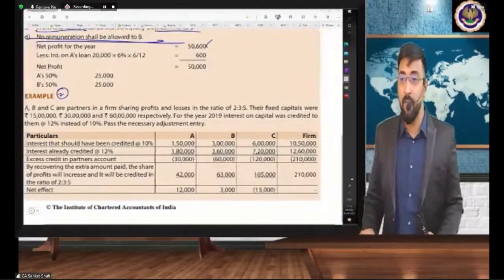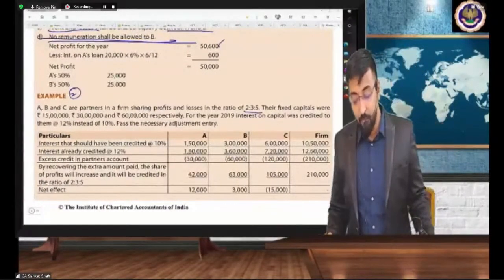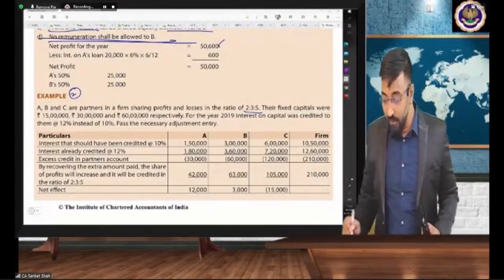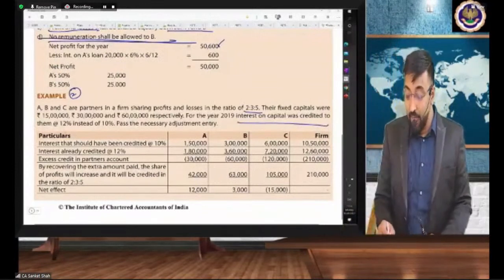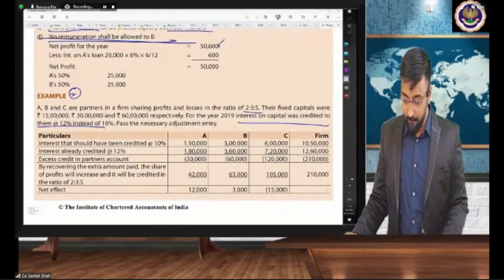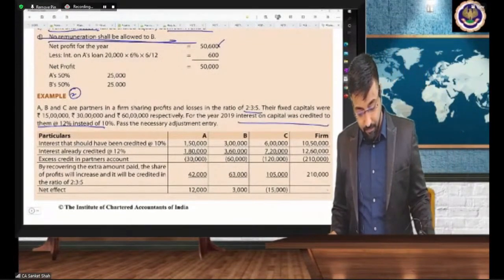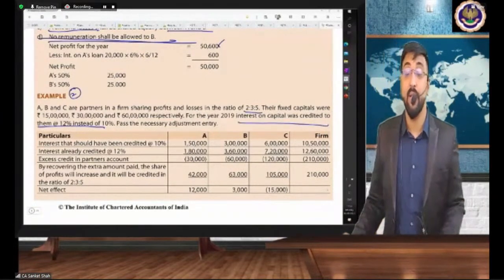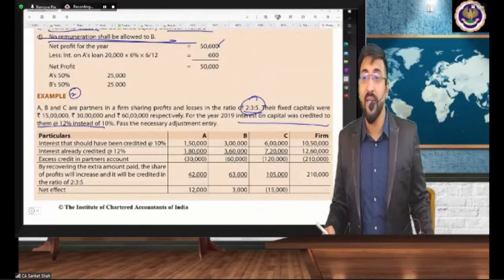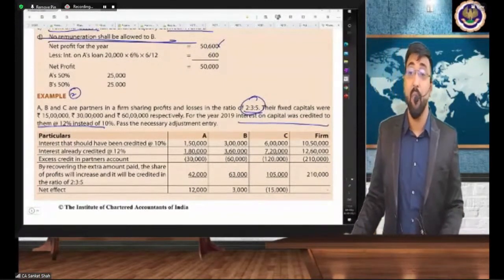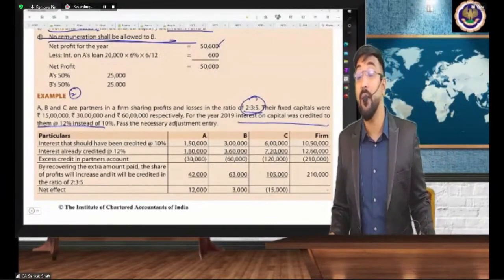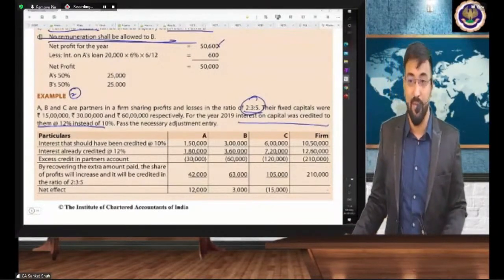A, B, C are partners in a firm sharing profits and losses in the ratio of 2:3:5. Their fixed capital is 15 lakhs, 30 lakhs, 60 lakhs respectively. For the year 2019, interest on capital was credited to them at 12% instead of 10%. Pass the necessary adjustment entry. We will assume they already have a partnership deed and therefore their ratio is decided, and 12% interest on capital is credited, but in the partnership deed they have mentioned 10%. So friends, now their capital must be credited not at 12%, but at 10%.